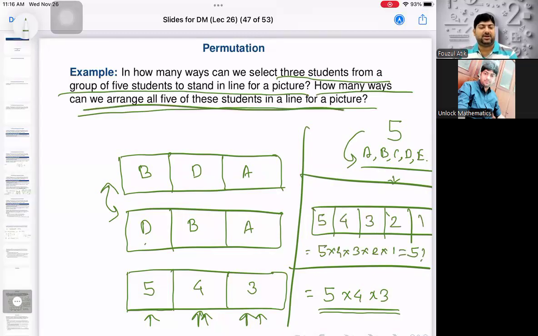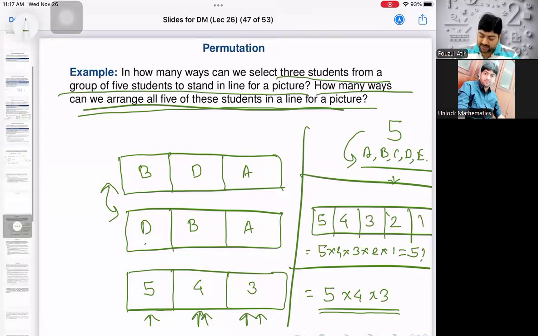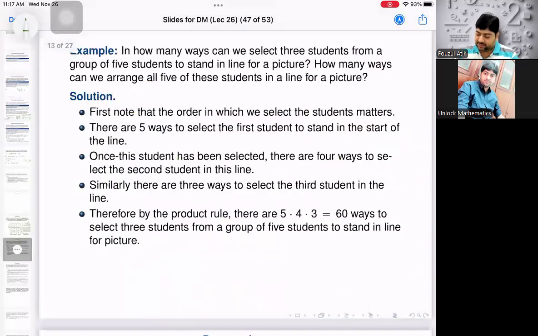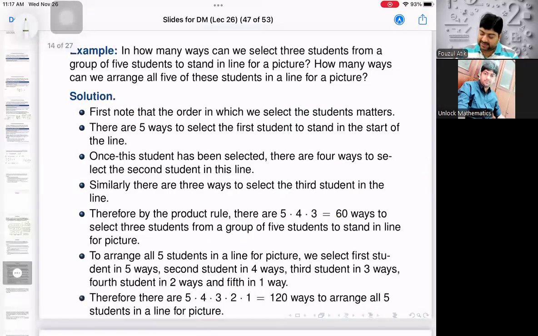Clear? This is the concept of permutation. So permutation, to get that ordered arrangement, we are taking the help of the product rule. Correct? Now come to this problem that we have already discussed. For the first problem, we need 5 into 4 into 3, so 60 ways are there. And for the second problem, it is 5 factorial, which is 120 ways.